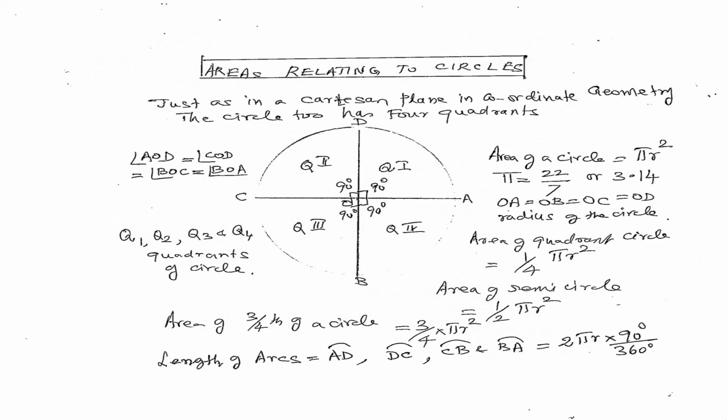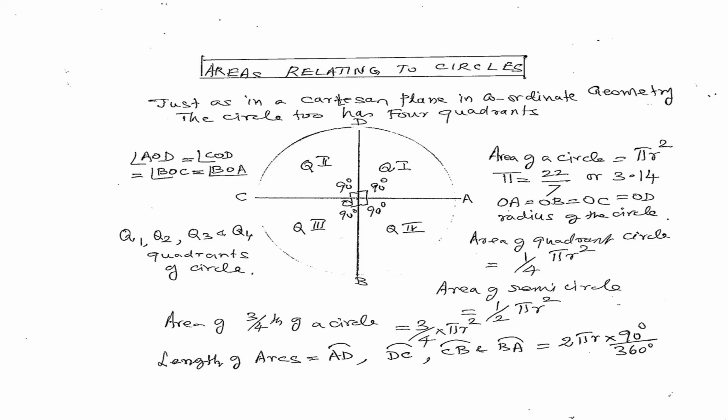Just as in the Cartesian plane in coordinate geometry, the circle too has 4 quadrants. Quadrant 1, Quadrant 2, Quadrant 3, Quadrant 4. Area of circle is pi r squared. Pi is either 22 by 7 or 3.14. OA is equal to OB is equal to OC is equal to OD is equal to the radius of the circle. Therefore, area of quadrant of a circle is 1 by 4 into pi r squared. Area of semicircle is half into pi r squared. Area of 3/4 of a circle is 3 by 4 multiplied by pi r squared.